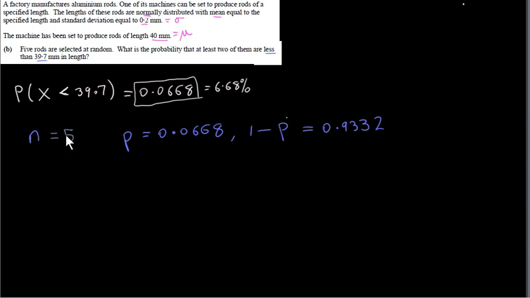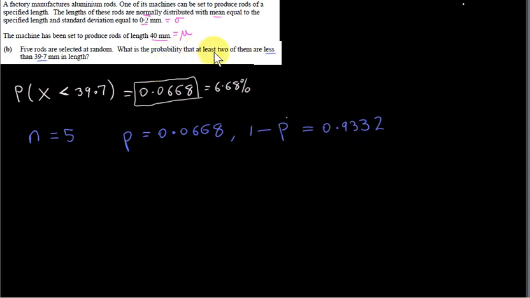Some of them will have lengths less than 39.7, some will have lengths greater than 39.7. The probability that a given rod has a length less than 39.7 is 0.0668. The probability that it has a length greater than 39.7 has to be 1 minus p, because it's only two options. It's either less than 39.7 in length or it's greater than 39.7 millimeters in length.